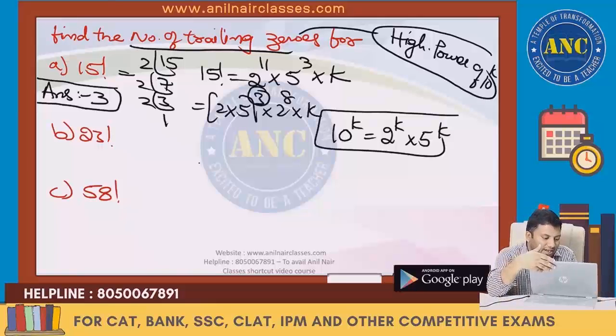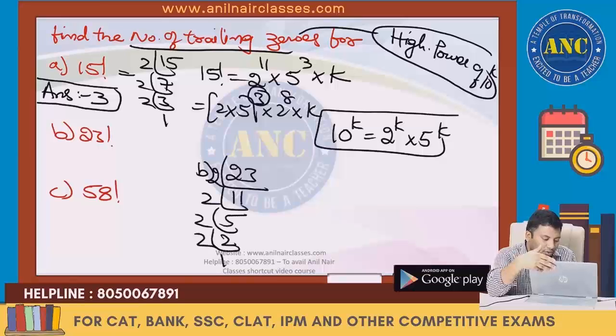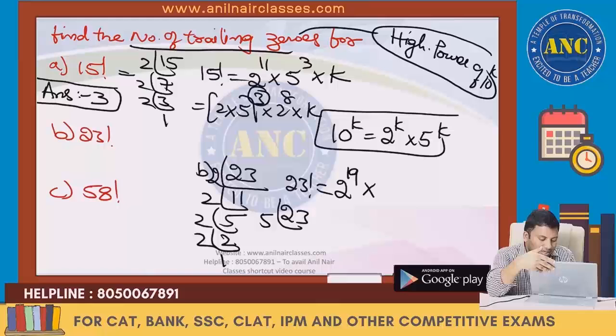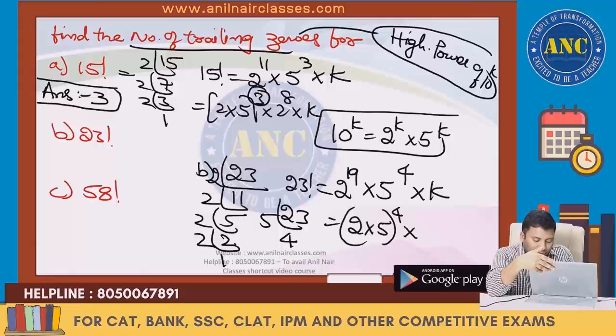Second question, 23 factorial. 23 divided by 2: 2 11s are, 2 5s are, 2 2s are and 2 1s are. So 23 factorial has 11 plus 5, 16, 18, 19, so 2 power 19. Into 5: 5 4s are 20, so 5 power 4 into the remaining prime bases. So it is 2 into 5 power 4 into 2 power 15 into k.